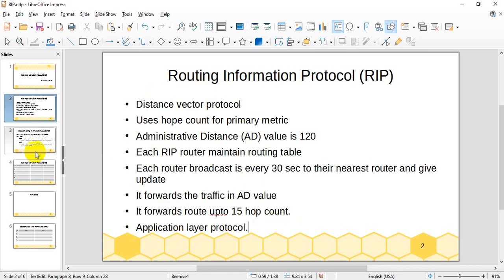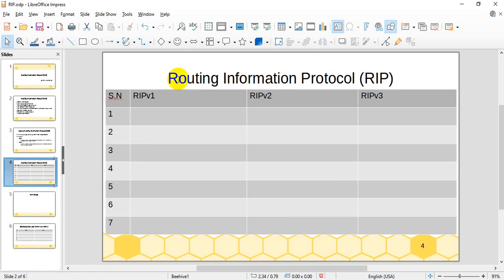And here is the comparison between Routing Information Protocol version 1, version 2, and version 3, also known as RIPng, which is used in IPv6. First of all, we will compare RIP version 1, RIP version 2, and RIP version 3.